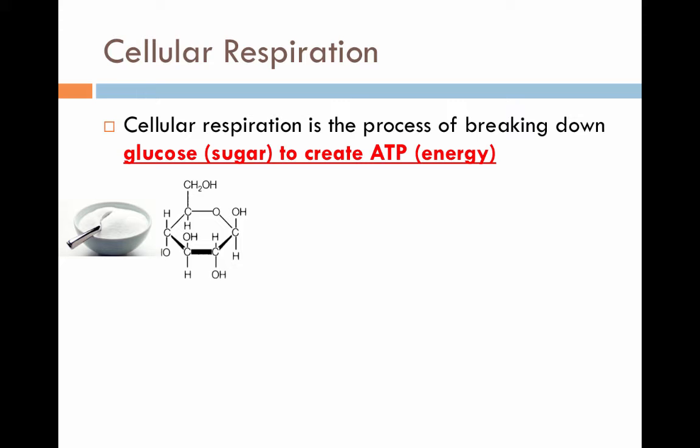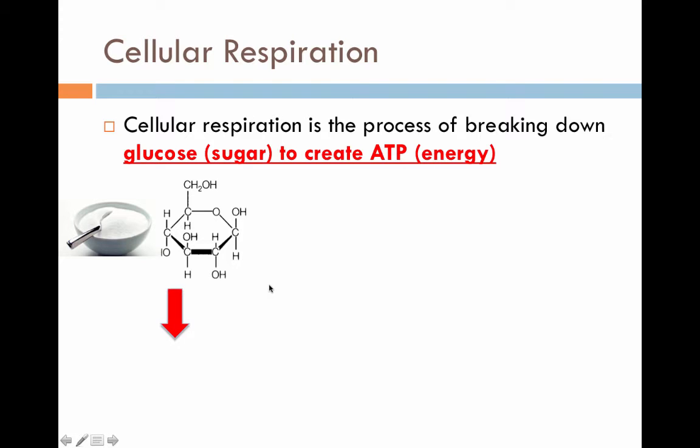So here's table sugar. Sugar is found in a variety of foods, fruits and vegetables and pastas and breads and tortillas and rice. And this is what the chemical structure looks like. This is what the molecule of glucose looks like.